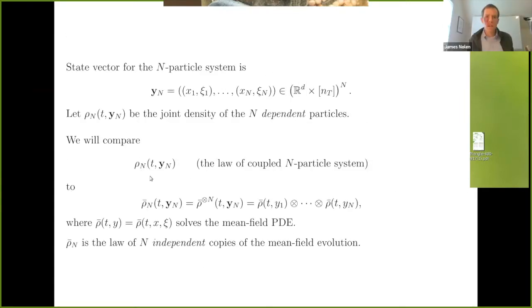So we look at the law of the coupled n particle system. Okay, so that's rho n. This is a probability measure on this n-fold product space. And we compare that with rho bar n. This is a product measure on the same space. It's n copies of the solution to the mean field PDE, right? So think of rho n as the law of the true particle system, the coupled system, and rho bar n is related to the mean field PDE.